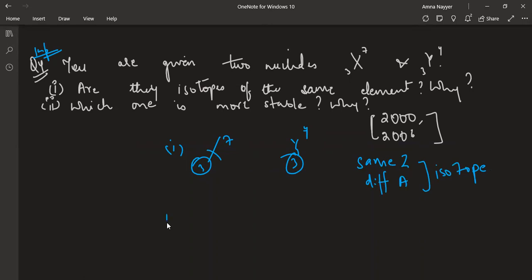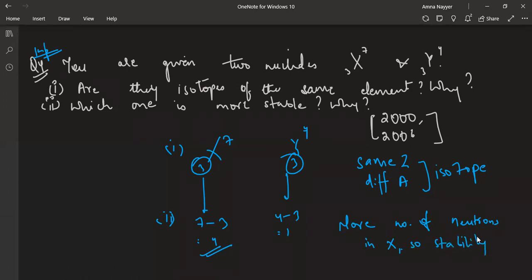Which one is more stable? Take out the number of neutrons. For X, it will be 7 minus 3. This will give you 4. For Y, this will be 4 minus 3. That will give you 1. Now see, here what is happening? X will be more stable because it has more neutrons. More neutrons in X, so stability will be more. This is how you will figure it out. Note it down, class.